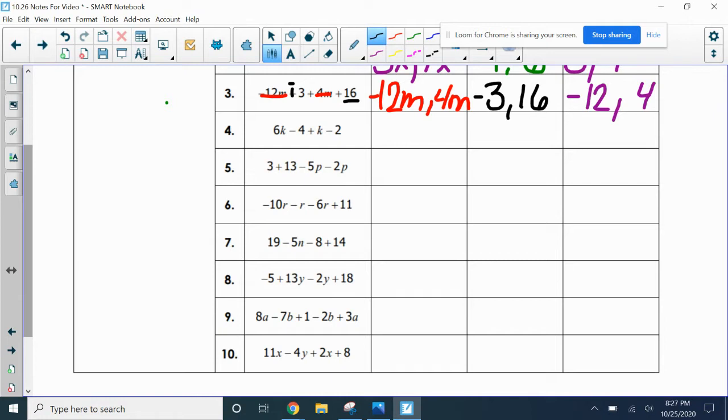All right, so I have 6k minus 4 plus k minus 2. So I have 6k and I have k. This one's a really good one to show you because, well, we know that k is our variable. And we know that those are going to be our variable terms. So I have 6k and I have k. And we know that if there is no number in front of a k, there's an assumed what there?